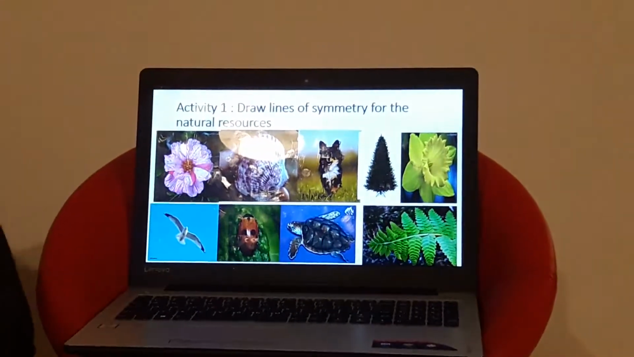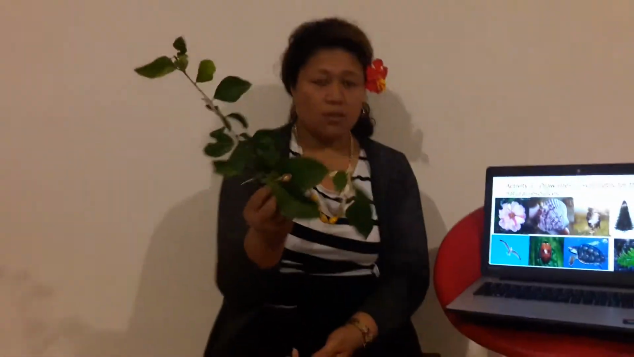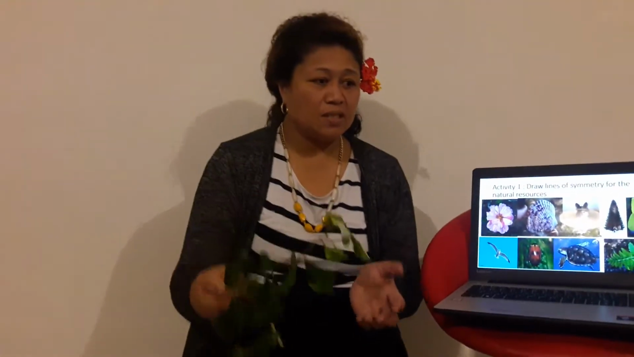The other activity is, we will go outside and collect natural resources. For example, we'll collect these natural resources, and then the children will look for line of symmetry for these natural resources. So while we are doing the activities, I will motivate them to ask questions and work as a group or individually. I will respond positively to any questions and demonstrate if they need more help. And hopefully this will help them to understand more about symmetry.